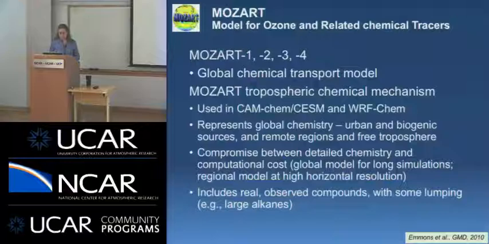So the chemistry that we use has its heritage in the Model for Ozone and Related Chemical Tracers, which I started working with when I first started here at NCAR, when we were developing MOZART-1 with Guy Brasseur and Didier Hauglustaine. And so there have been four versions that are a chemical transport model that are just driven by meteorology. And we're no longer developing that, but the MOZART tropospheric chemical mechanism is incorporated into CAM-CHEM and also in MUSICA. And we've developed this mechanism to represent global chemistry so that it can do remote regions as well as urban regions and the free troposphere. And it combines fairly detailed chemistry, but compromises with computational cost.